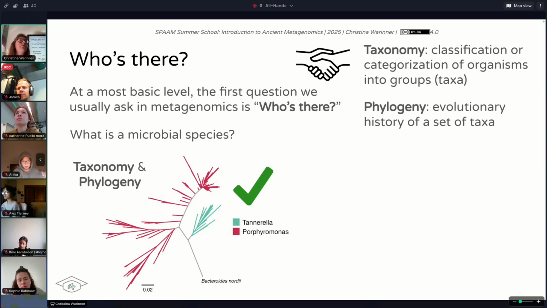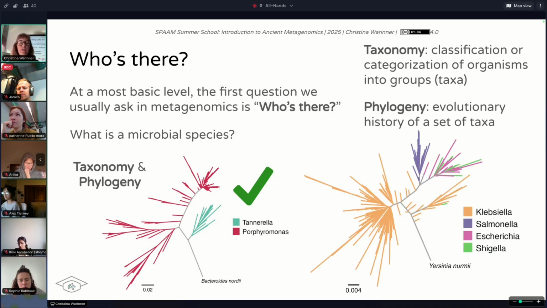But that's not true for all the microbial species that you're going to encounter, especially for species that were discovered and cultured and named in the 19th or early 20th century before they had robust methods for categorizing them. We often get mixed taxonomy and phylogeny that are incongruent.